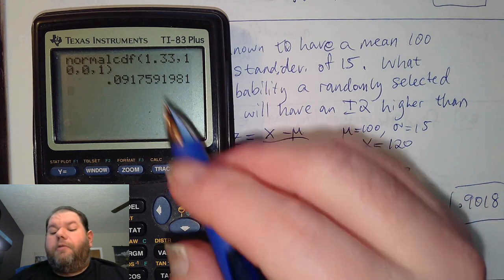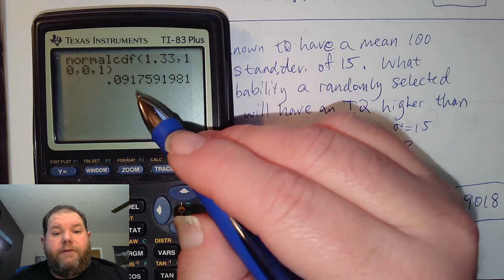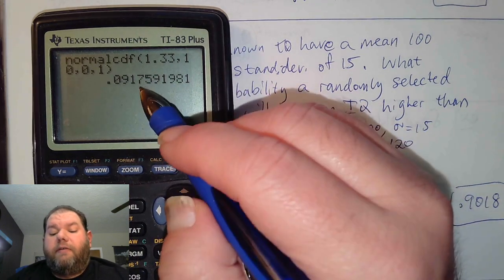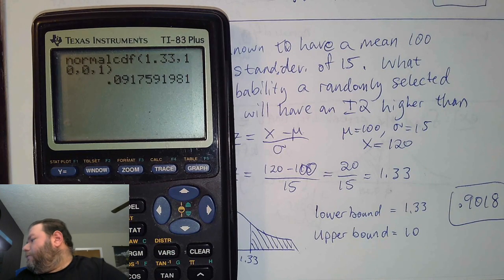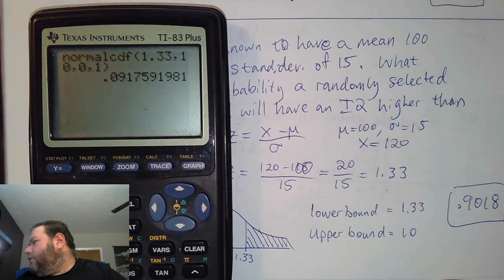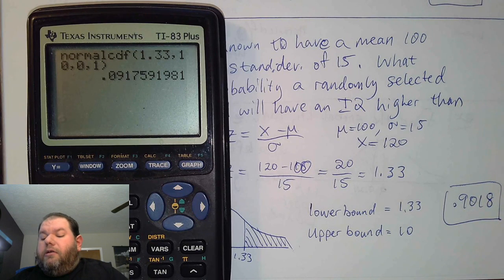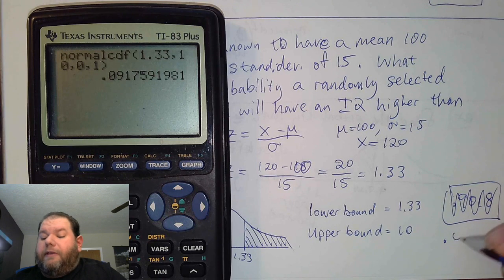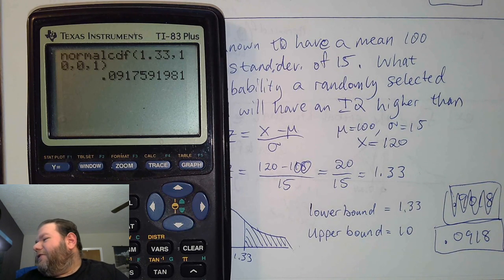Again, making sure we round to 4 decimal places. So the 5 would turn that 7 into an 8. Well, I said it correctly and then I wrote it down wrong, so that's my bad. Okay, there we go. Sorry about that. So yeah, a little bit better than a 9% chance that we select a random individual with an IQ higher than 120.